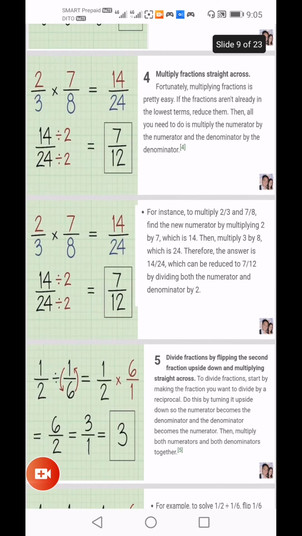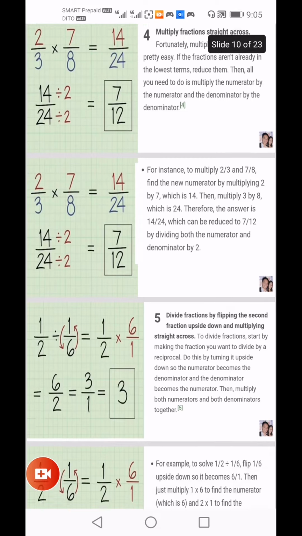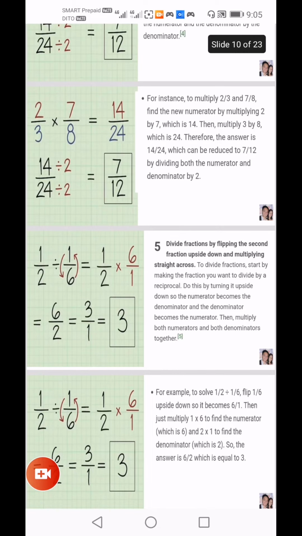Number 4, multiply fractions straight across. Fortunately, multiplying fractions is pretty easy. If the fractions aren't already in lowest terms, reduce them. Then all you need to do is multiply the numerator by the numerator and the denominator by the denominator. For instance, to multiply 2 over 3 and 7 over 8, find the new numerator by multiplying 2 by 7, which is 14. Then multiply 3 by 8, which is 24. Therefore, the answer is 14 over 24, which can be reduced to 7 over 12 by dividing both the numerator and denominator by 2.